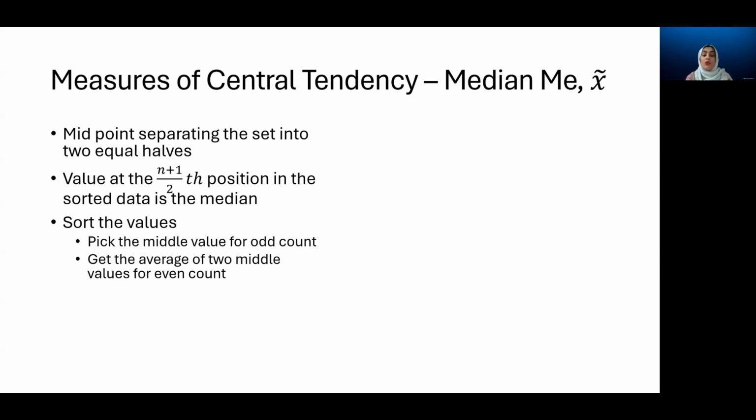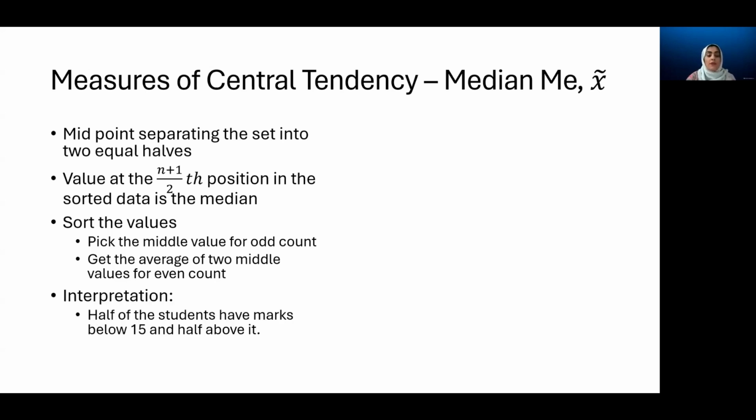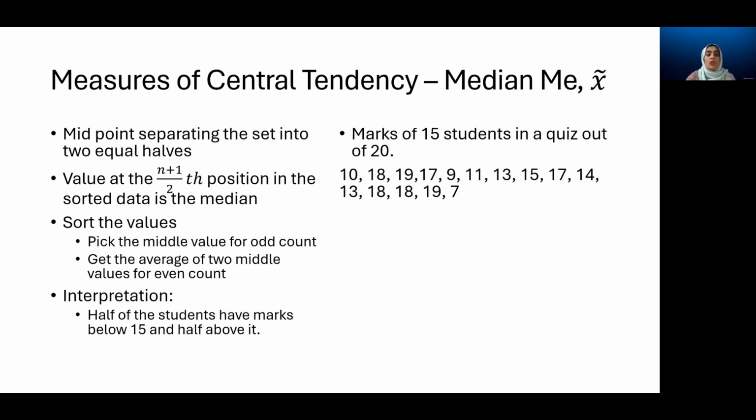सो इन दैट केस वी आर गोइंग टू पिक टू वैल्यूज. Say if it is 5.5, so you're going to pick the fifth value at the fifth position and the value at the sixth position and take the average of that as the median of this data. Let's see that with the help of an example. Interpretation पे बाद में आते हैं. So it's the same data set of marks of 15 students in a quiz. इसकी मीडियन अब कैसे होगी?